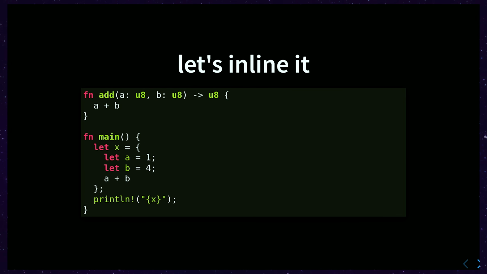Not in Rust source code, of course, but in MIR and LLVM-IR. And this is great, not only because it gets rid of the function call overhead, but it also gives the compiler more context, which it can use to further optimize the code. Like in this case, thanks to inlining, we can now see that x is actually just 5, and we can constant fold it.